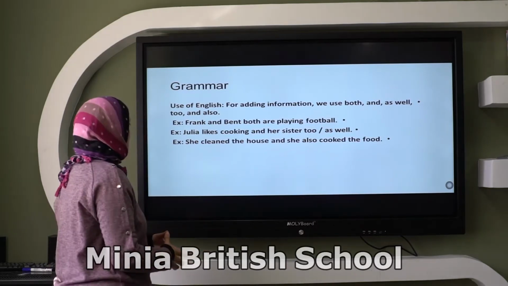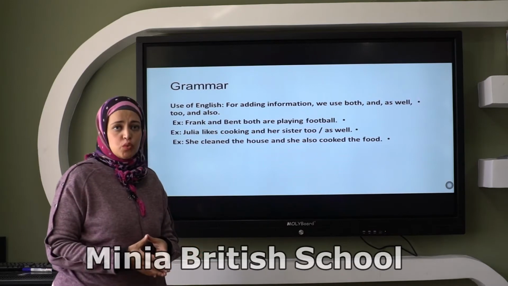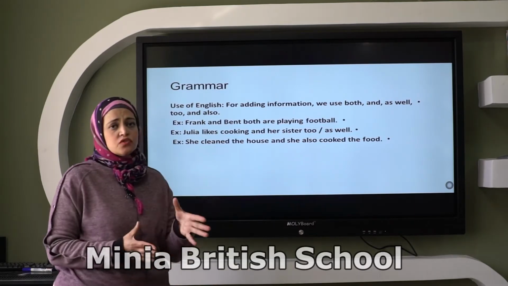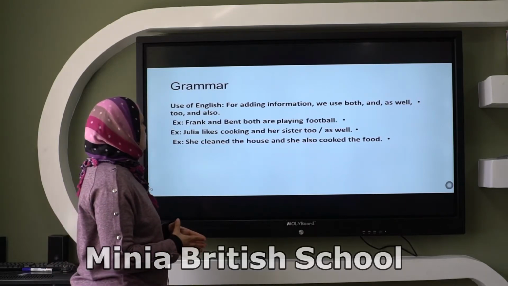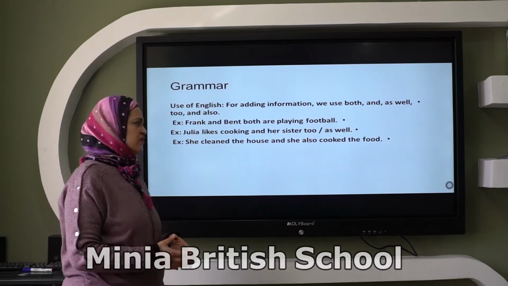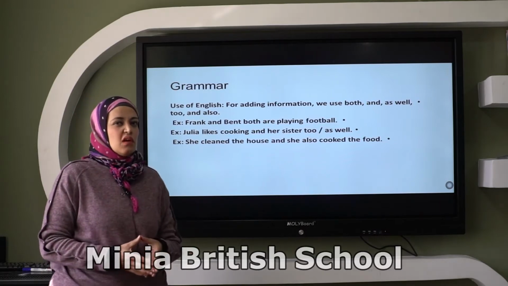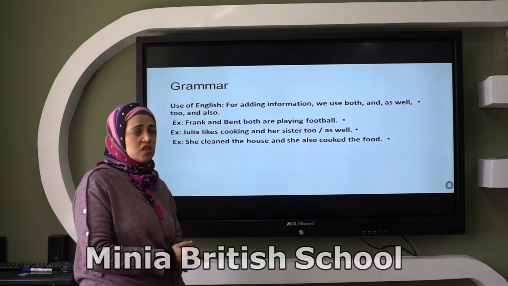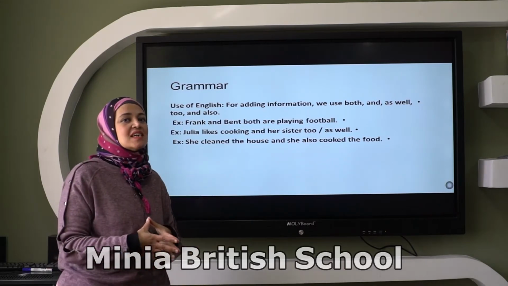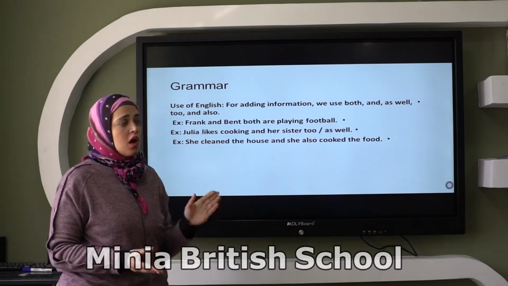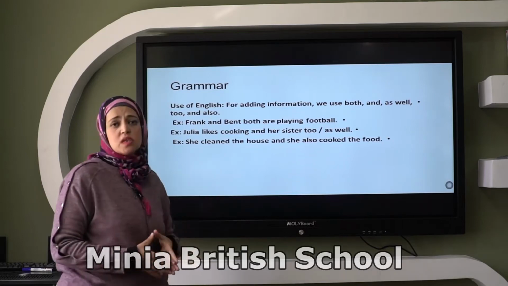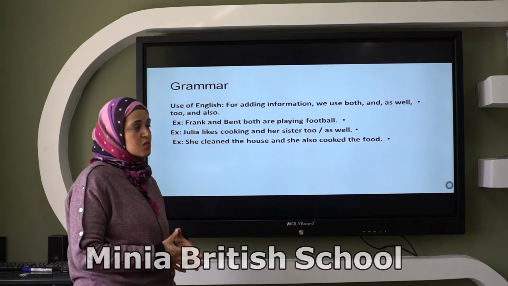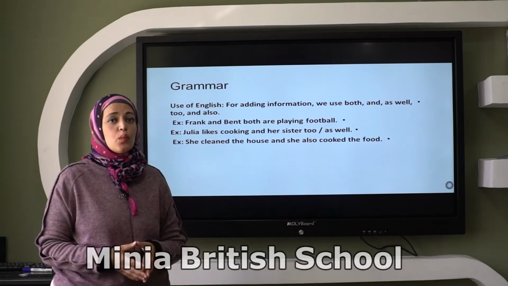In the second sentence, Julia likes cooking and her sister too, or as well. It means either too or as well have the same use. So Julia likes cooking. If I didn't mention too or as well and I said Julia likes cooking and her sister, what did I know about her sister? I knew nothing. So what added to my information is that both of them do the same action, as too or as well. But I can't use as well or too in the beginning or after the two persons that I talk about, as I did with both. No, I can only mention it at the end of the sentence, either this or that, because they are the same in everything, too or as well. So Julia likes cooking and her sister too or as well.